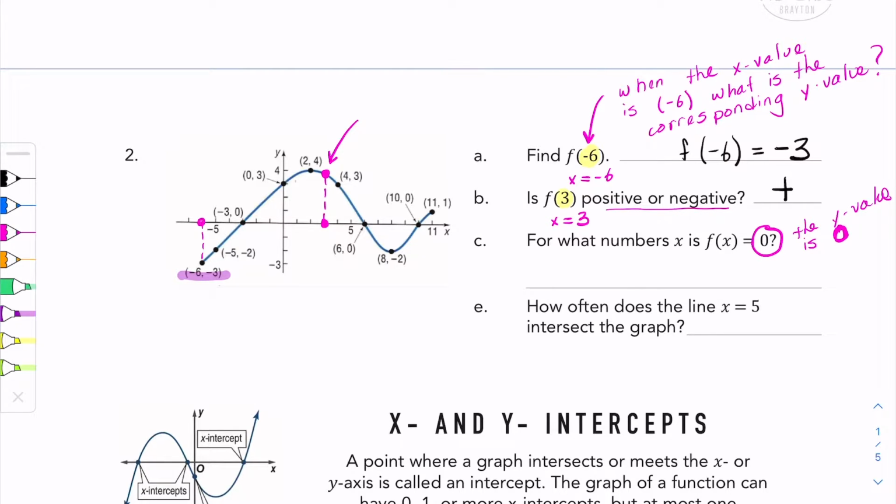So I can see that the y value is 0 right here. The corresponding x value is at -3. Right there, the corresponding x value is at 6. And here, the corresponding x value is at 10.